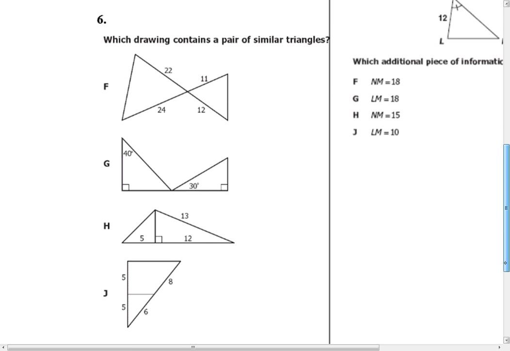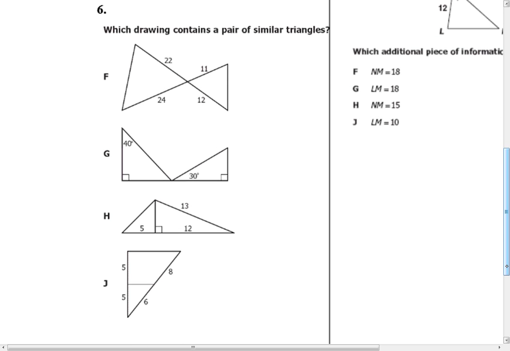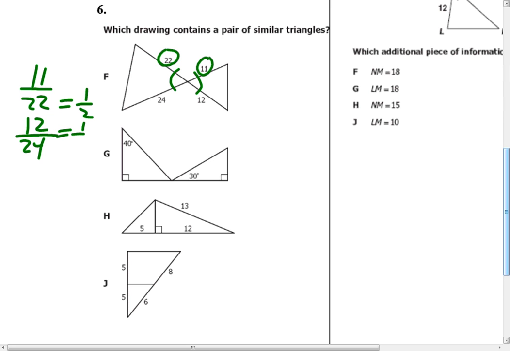Which drawing contains a pair of similar triangles? Let's see what the first one looks like. Is that equal? We've got vertical angles. If this is similar, then small has to go with small. It's not like the other one where we're cutting across. These aren't necessarily parallel. So this corresponds to this. Small to small, larger to larger. Both of those equal 1/2. That's what we're looking for.